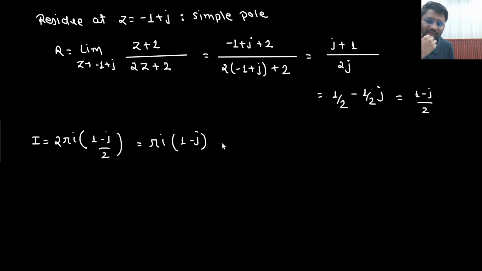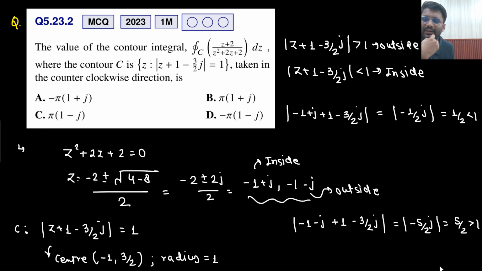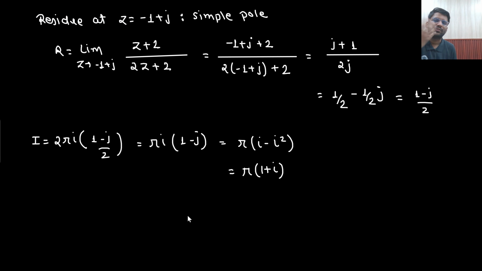So they have written pi outside. So let's take this iota inside. So it will become iota minus iota square. Right? So it will become pi into 1 plus iota. This is the answer that we are getting. Pi into 1 plus iota, option B. Understandable? So this is the way we are solving it.